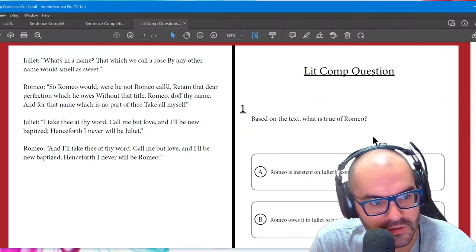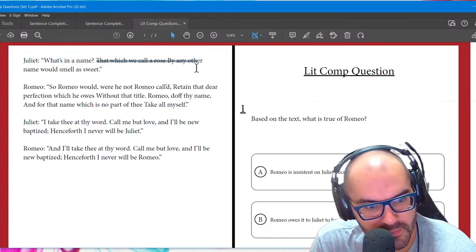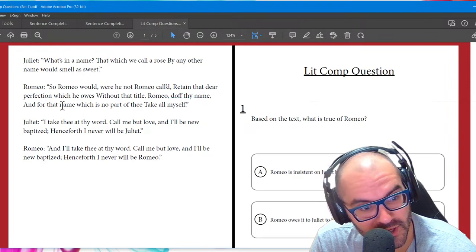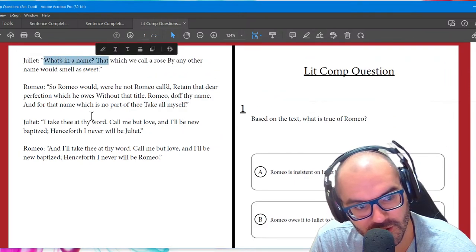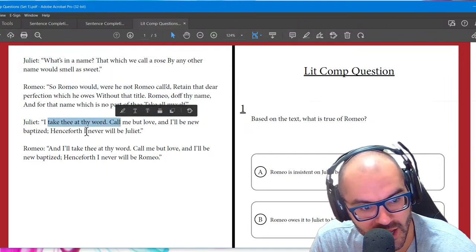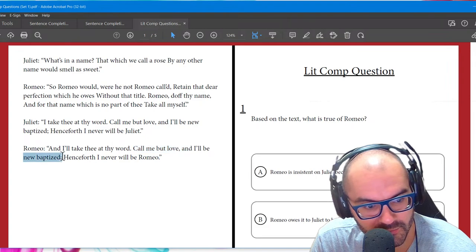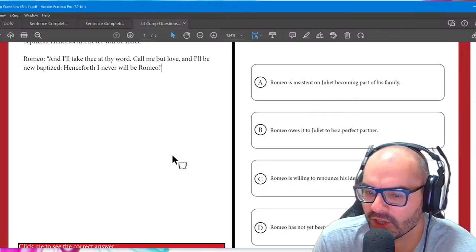And what he wants, right? And if you're familiar with this, she's saying what's in a name, and uses the famous metaphor, that which we call a rose by any other name would smell as sweet. So Romeo would, if he weren't Romeo. So he's saying about getting rid of his name, for that name, take all myself. She's saying your name doesn't matter, and he's saying, yeah, I would get rid of my name. And she says, I will stop being Juliet. And he says, yeah, okay, cool. Call me love and I'll never be Romeo. Like, I'm willing to change my name. But obviously he's saying that kind of metaphorically.